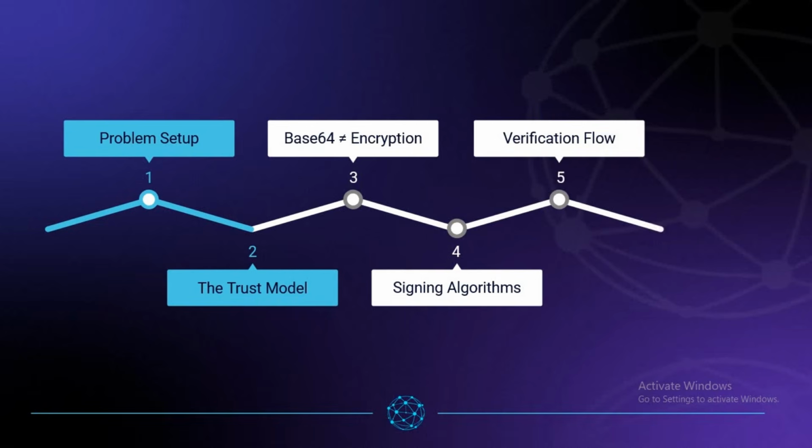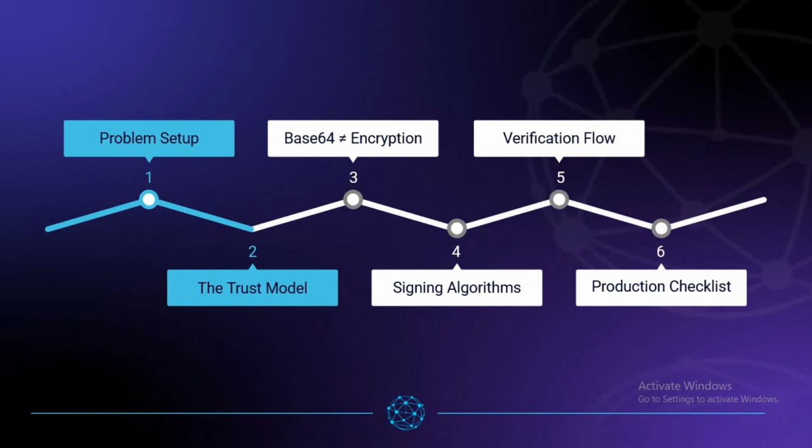We've got 6 sections, and by the end, you'll be able to catch mistakes that most senior engineers miss. Not because they are not smart, but because nobody ever showed them the right mental model.